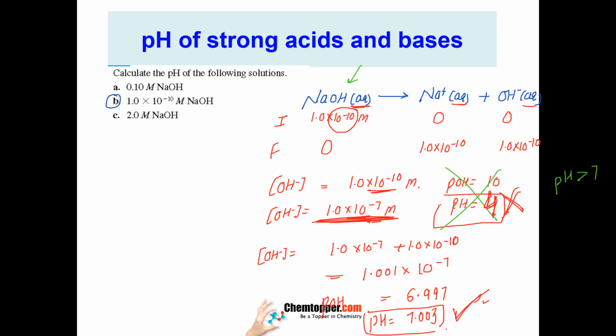So this pH is controlled by water. The pH is very close to pure water, isn't it? So whoever is stronger will control the pH. Are we understanding this? Whoever is stronger will control the pH.